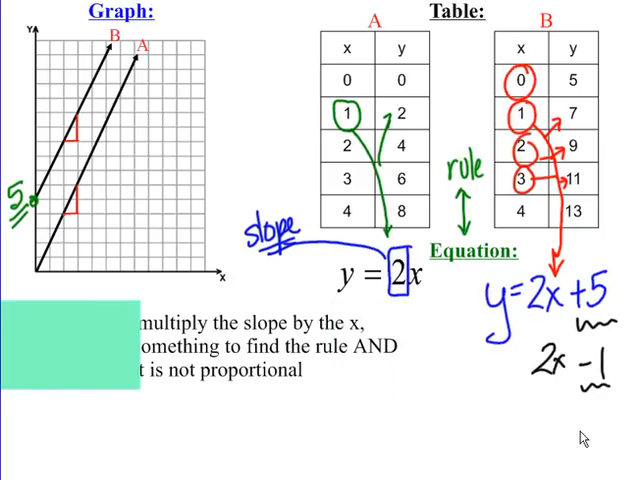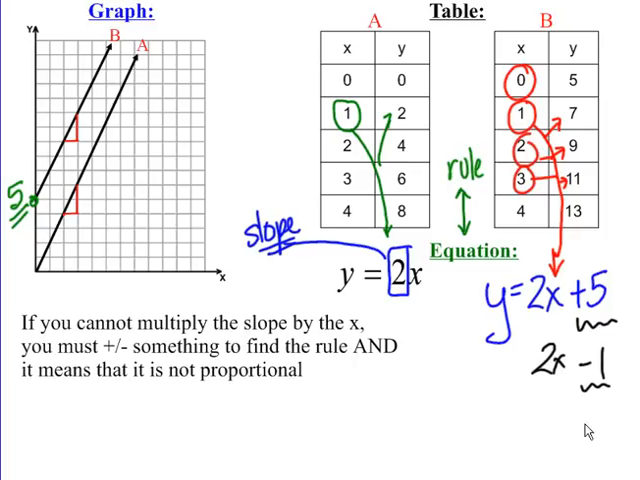So to remember, if you cannot multiply the slope by x, just by x by itself, to get there, that means you have to add or subtract something to find the rule. And that means it's not proportional, okay? Because you've got to make that change. That's telling you it's not going to go through the origin.